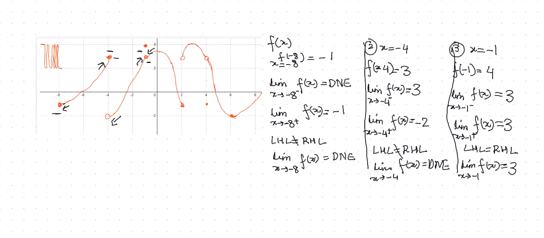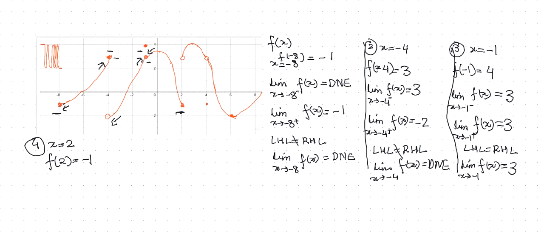Now let us find the value and let us see what's happening around x is equal to 2. So we see that here it is a closed dot. It means f of 2 is equal to -1. Value of the function at 2 is -1.